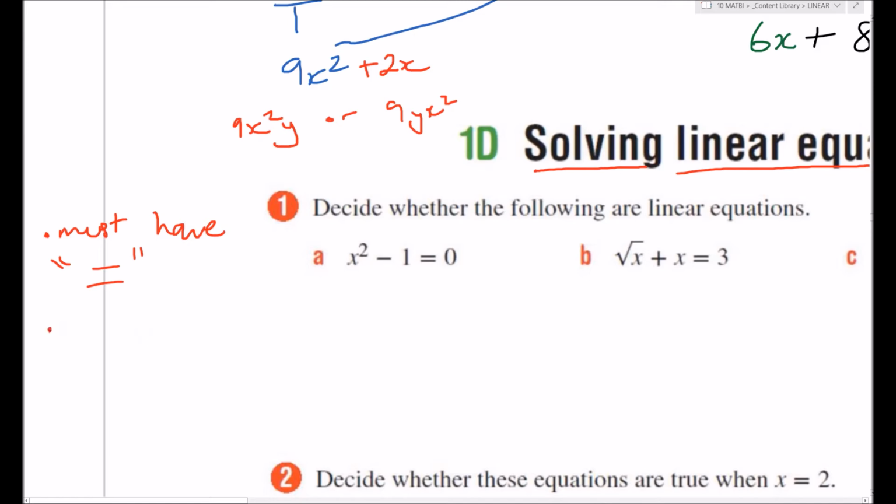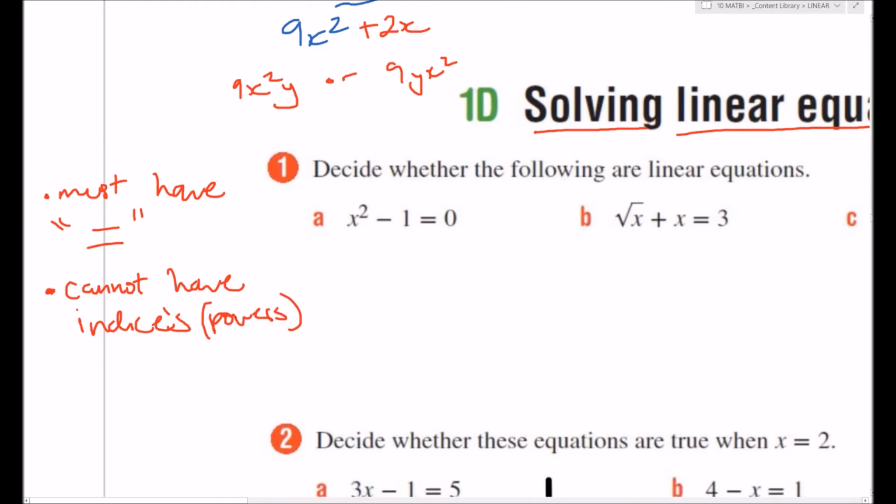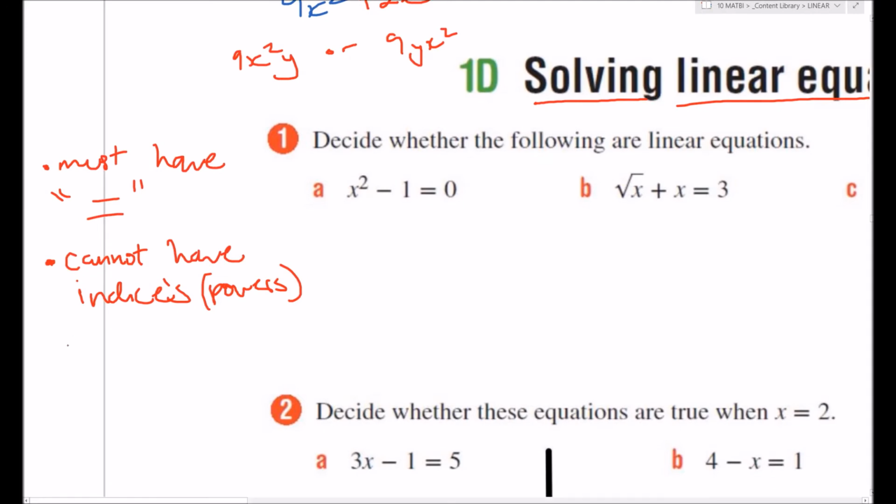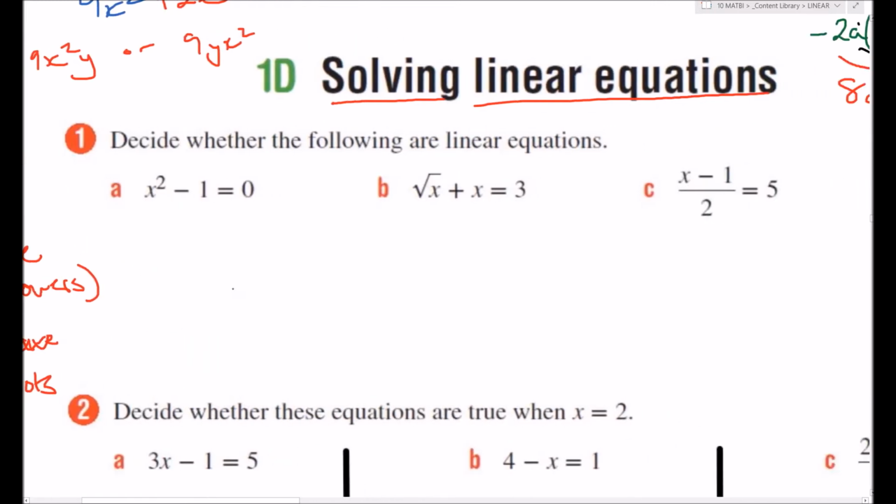And the second criteria is it cannot have indices or powers. So if any of your variables have powers, it's not a linear equation. And the third thing to remember is it can't have square roots. You can't have square roots in your equation. So it's got to have an equal sign, no powers or indices, and no square roots. So let's have a look at these.